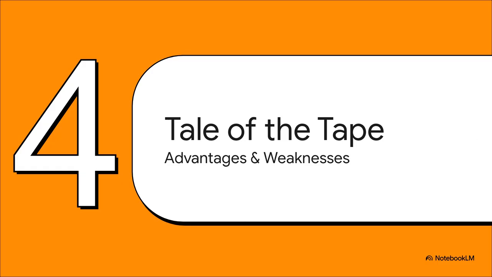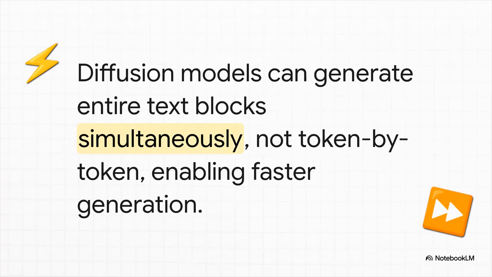All right, so now that we know how they work, how do they actually stack up against each other? Let's get to the tale of the tape. What are the big advantages and the big weaknesses? Well, the first big win for the sculptor is speed. A painter has to add one brushstroke at a time, right?